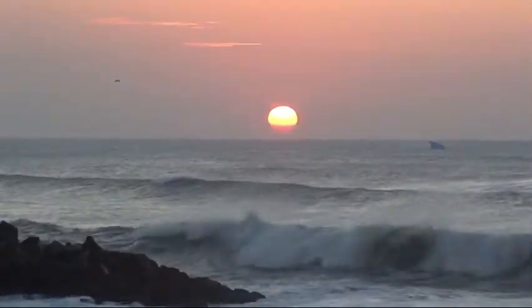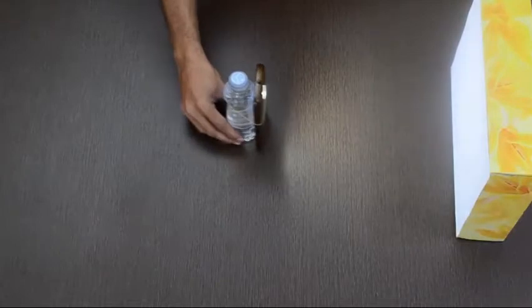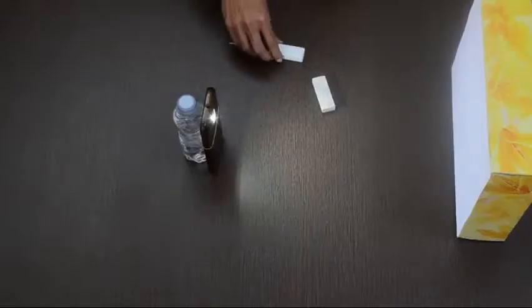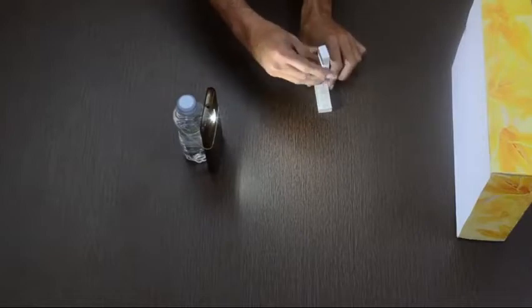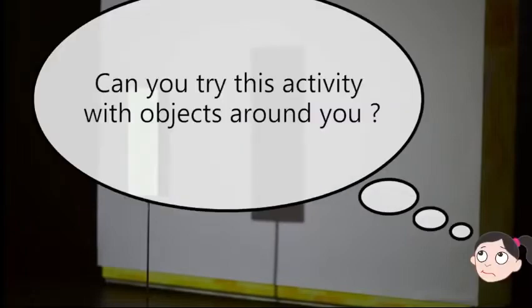Just like sunlight, we can create shadows from artificial light as well. We'll use this flashlight as our light source. Let us place different objects in front of it. Shadows of the object can be seen on the screen. Can you try this activity with objects around you?